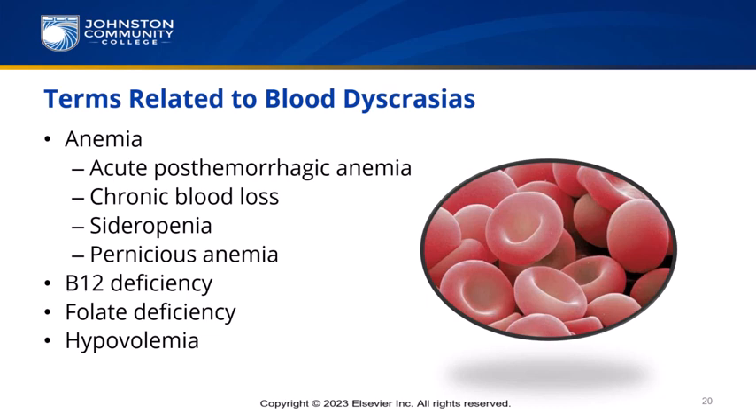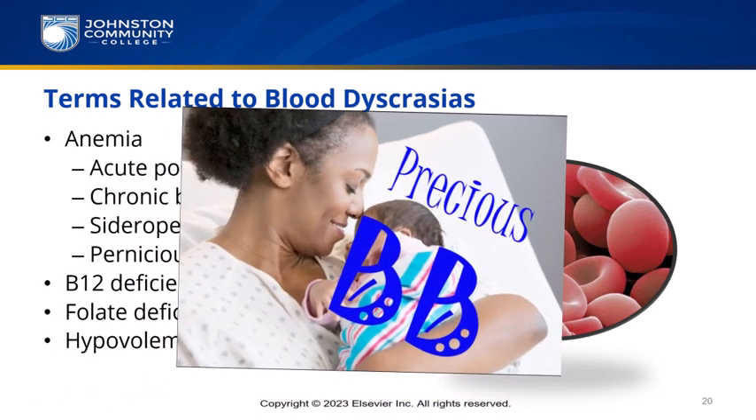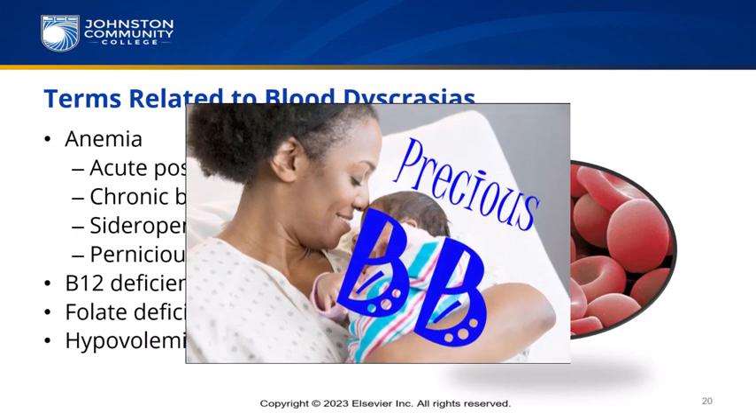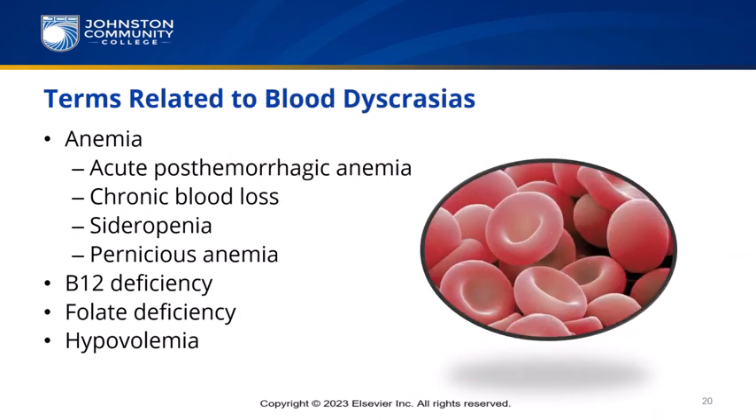Then we have pernicious anemia. This is a progressive anemia that results from a lack of intrinsic factor essential for the absorption of vitamin B12. A good way to remember B12 and pernicious is to think of the precious BB. Maybe that'll help you remember that pernicious anemia is related to vitamin B12.